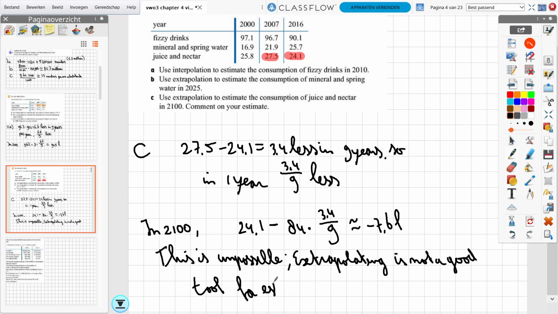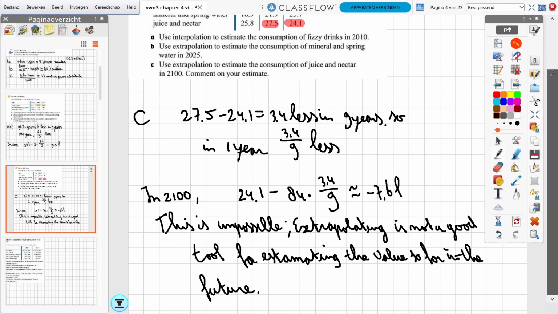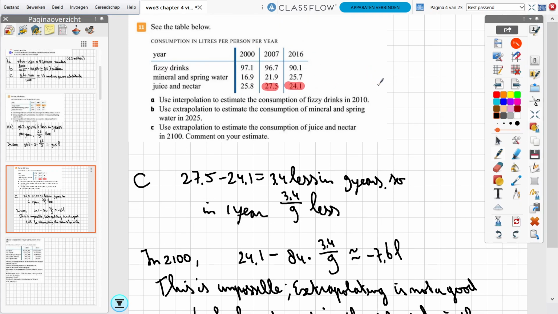for estimating the value so far in the future. Again, if you have watched my explanation of the theory, not everything can be extrapolated, because not everything that we extrapolate on is a straight line. If you extrapolate, you're going to assume this line is going down with the same rate for every year, and that's not the case.